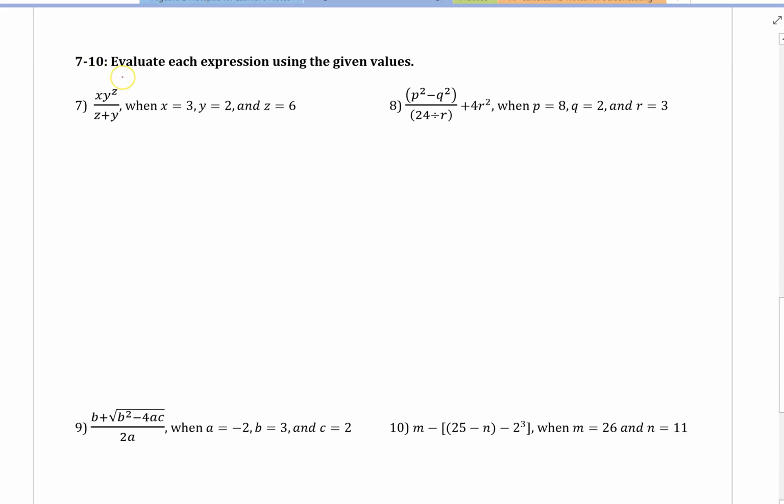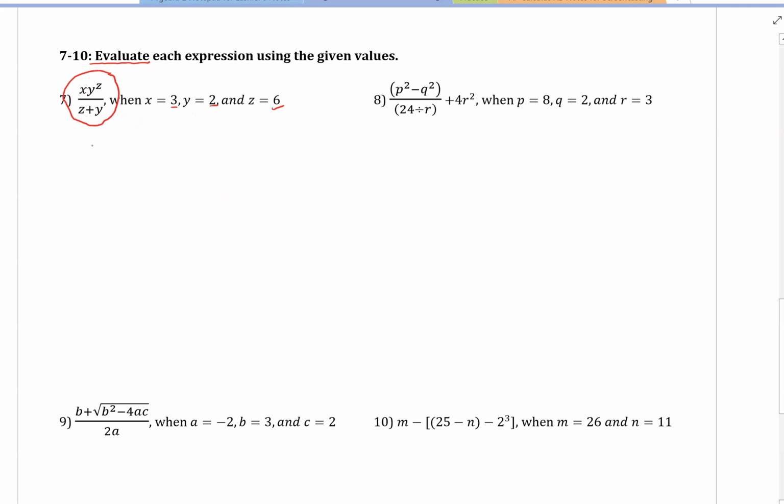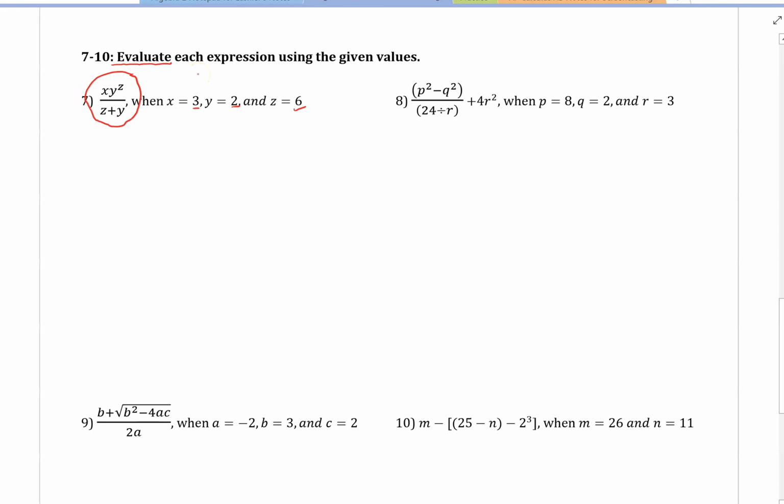Okay, now that we're in number 7, we are now given an expression with variables, and we are being asked to evaluate that expression for different values of the variables. So basically, what we need to do is plug these numbers in the space where they appear in the expression. So for number 7, wherever there's an x, I need to substitute it with a 3. So I'm going to start with that. And then wherever there's a y, I substitute it with a 2. And then wherever there's a z, which there's 1 in the exponent here, I substitute it with a 6.